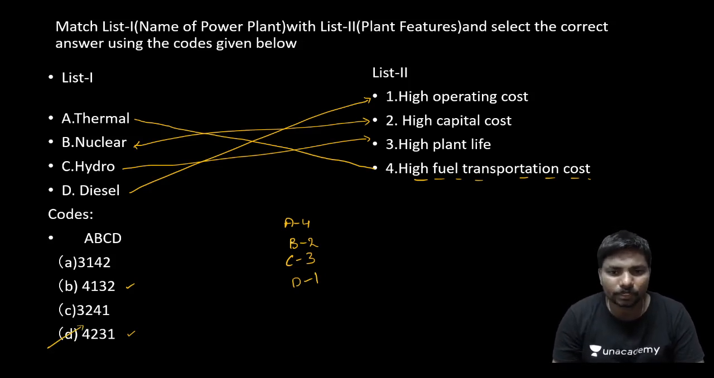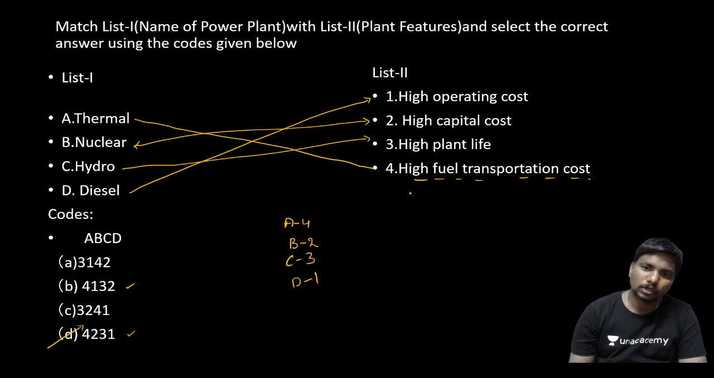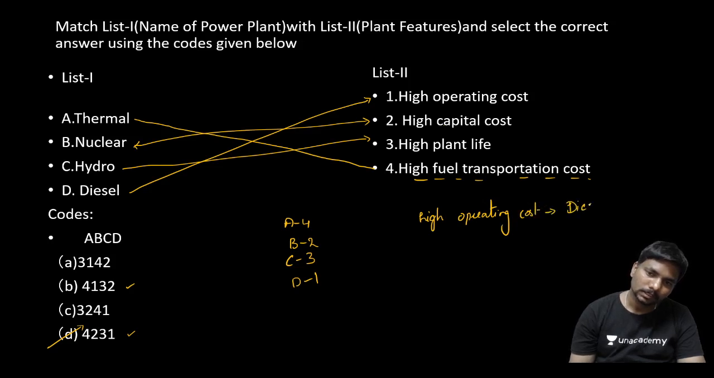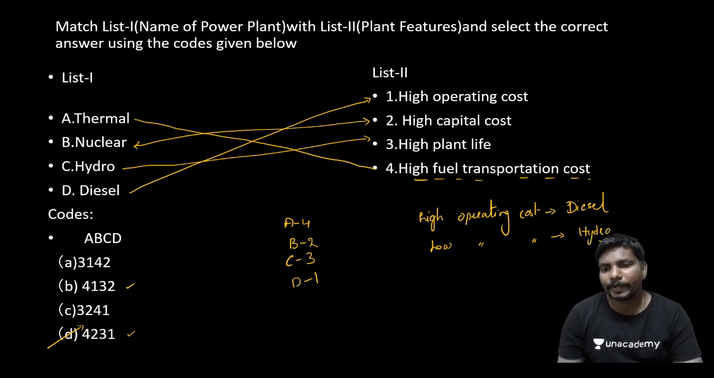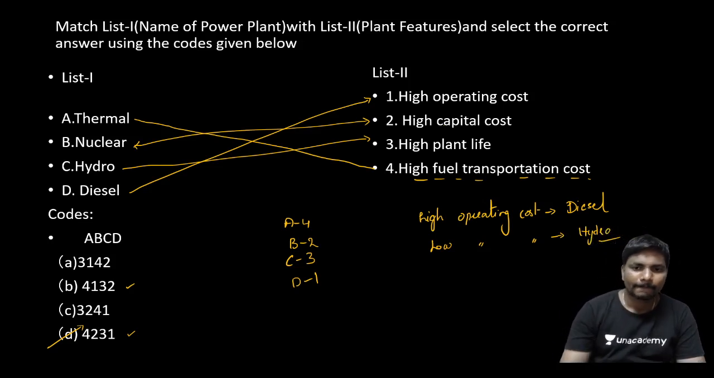Okay, so like that we have to click on the options. High capital cost, nuclear; high plant life, hydro; high operating cost, diesel; and low operating cost, hydro. Water cost is very low, so low operating cost is hydro. Okay, coming to the next one.